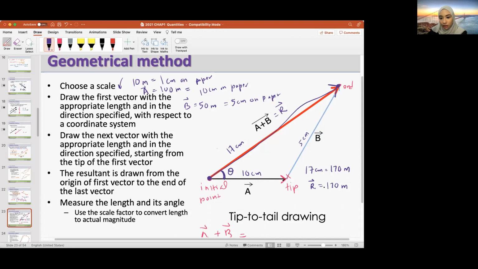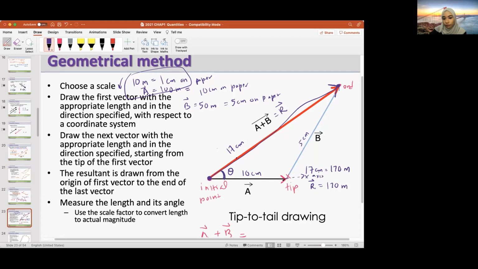So the resultant vector, the magnitude is 170 meter. How did I know? Because I measured from here to here, it's 17 centimeter. So I convert it back using my scale. Okay, this is the scale. So it is 170 meter. What about the direction? I measure it from the x-axis.